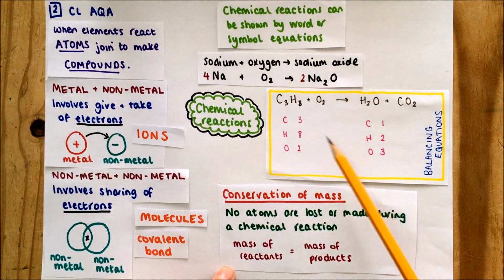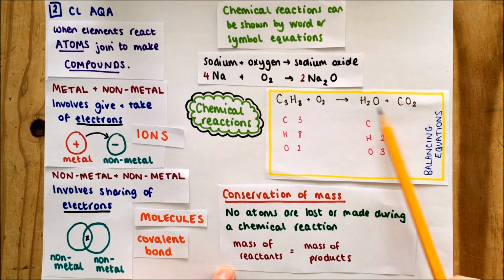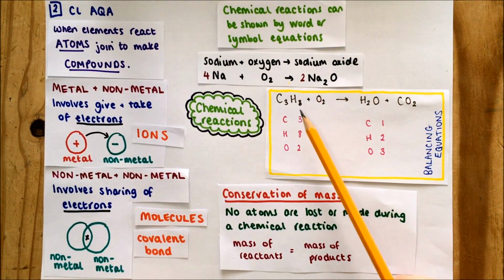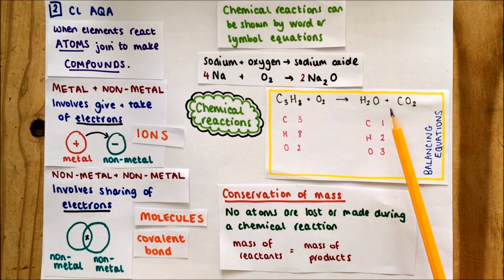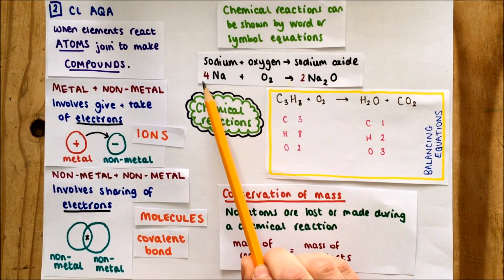So the mass of reactants, everything on this side here, is going to be the same as the mass of products, so everything over here. Imagine a seesaw: this side must balance that side, okay? And we need to help balance it if it's not balanced by adding in these big numbers, okay?